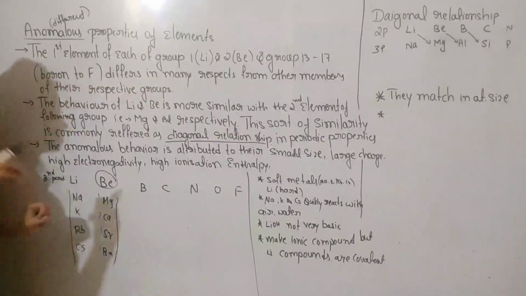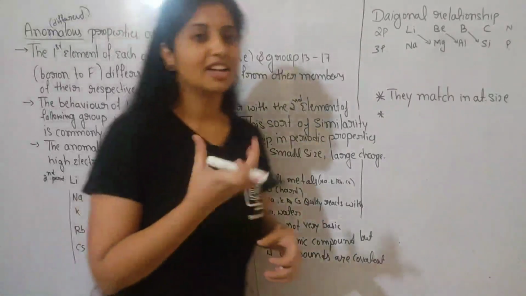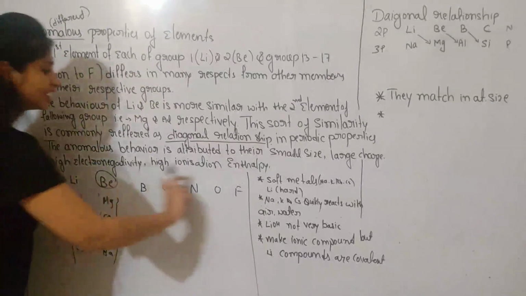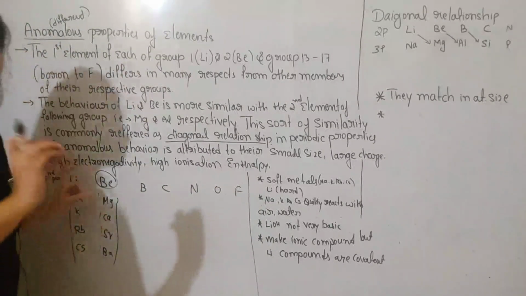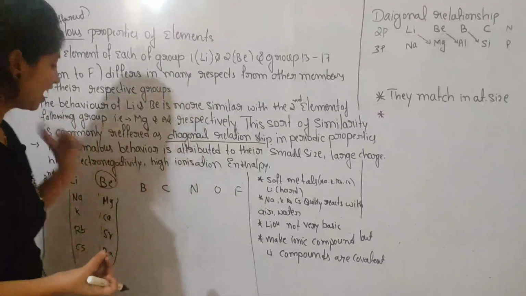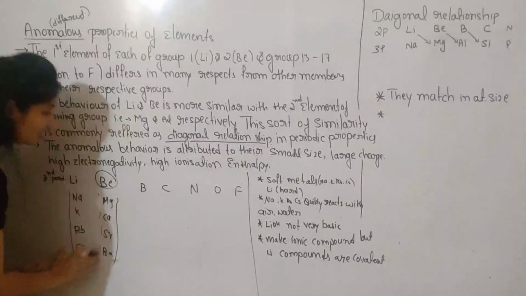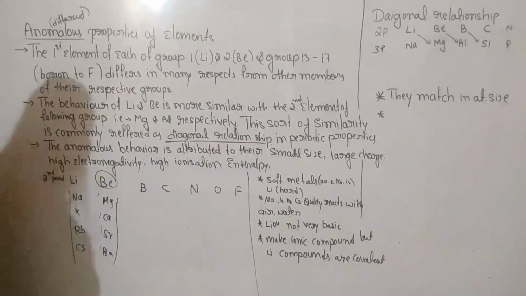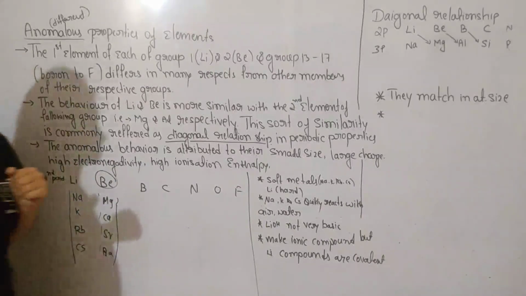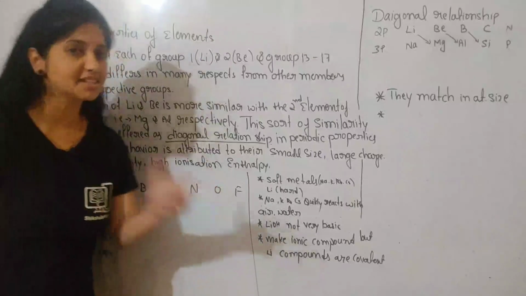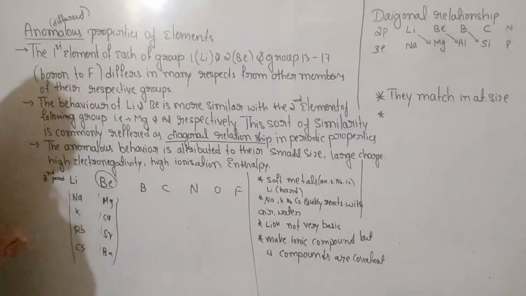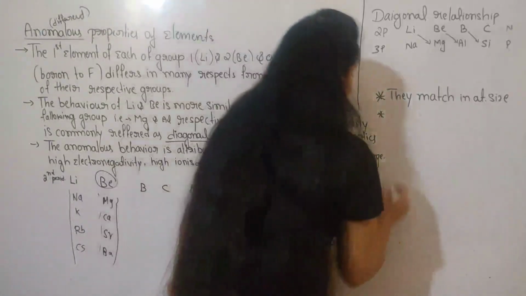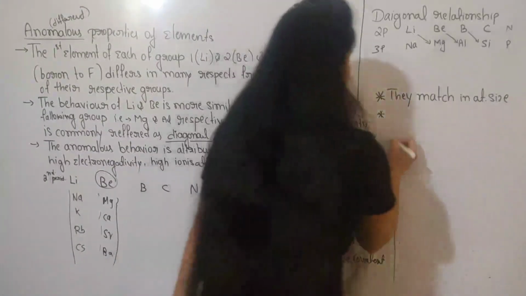I hope you got the meaning of anomalous, meaning different. The second period elements show different properties than the rest of the elements present in their particular groups. So why do they show different properties? Why do they exhibit different properties? Because of the reasons; I wish to write them here.